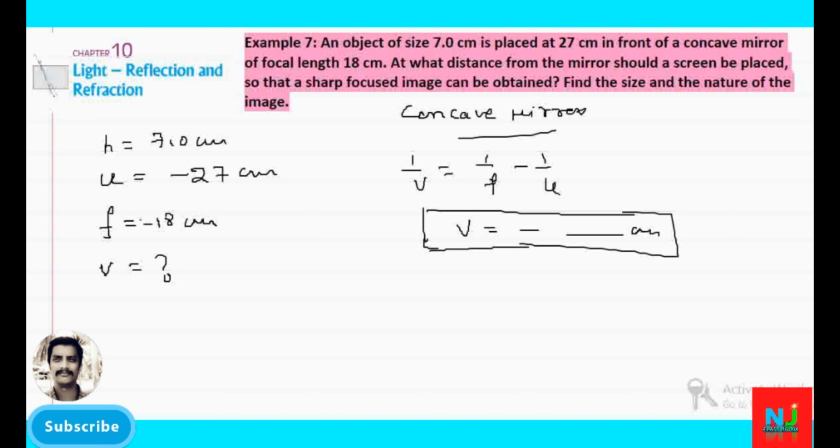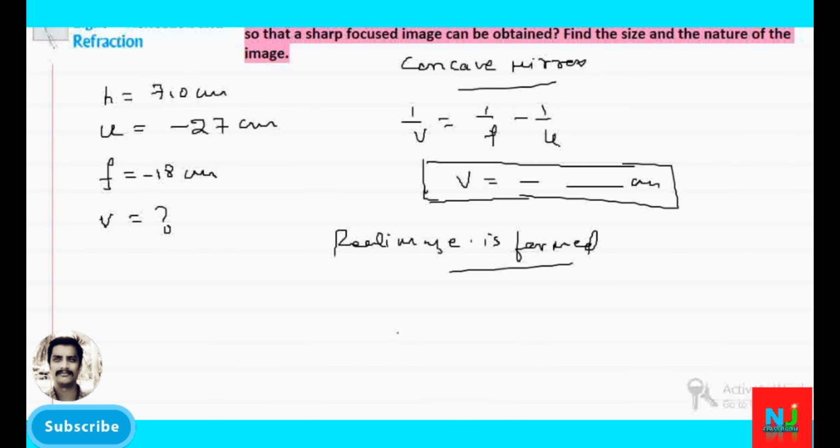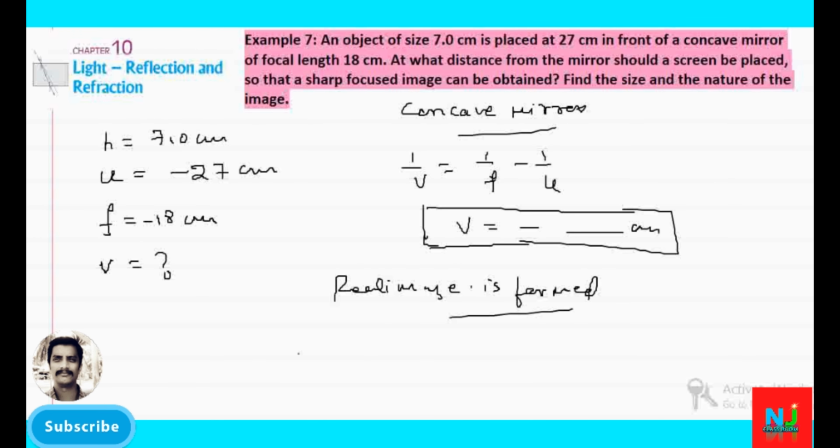Remember, the object distance is more than the focal length. So already you should remember a real image is formed. What type of image is formed? A real image is formed by the mirror, because it is a concave mirror. Remember, a concave mirror produces a virtual image only if the object distance is less than the focal length. And also the nature is clear: a real image is formed.